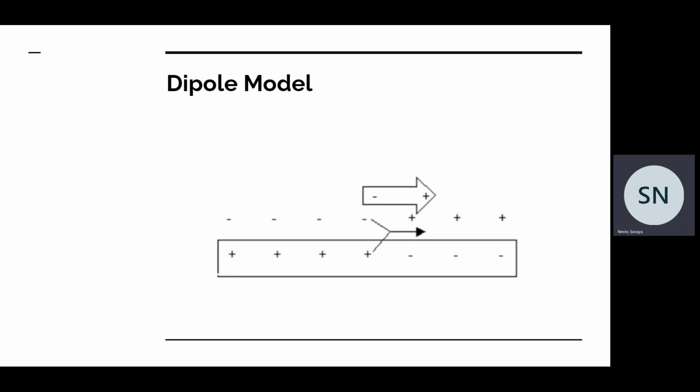Next, this is the dipole model. The depolarization wavefront can be represented as a dipole. A dipole is just a positive and negative charge. And so this represents the wavefront moving across a cell. It's a way to visualize and help us interpret surface voltage waveforms.